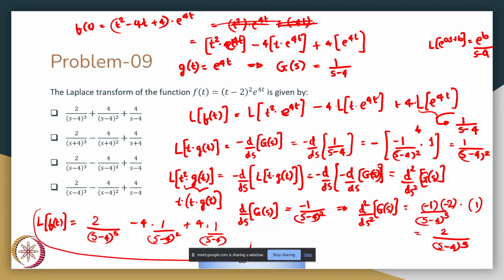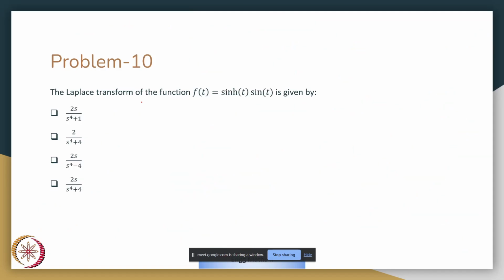This is how my overall equation would look like in the transformed space S. 2 upon s minus 4 whole cube, minus 4 upon s minus 4 whole square, plus 4 upon s minus 4, which looks like option C. And finally, we move to the final problem for today, and it's an interesting one.